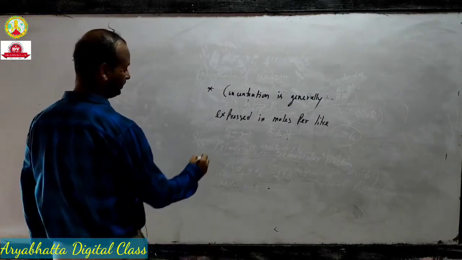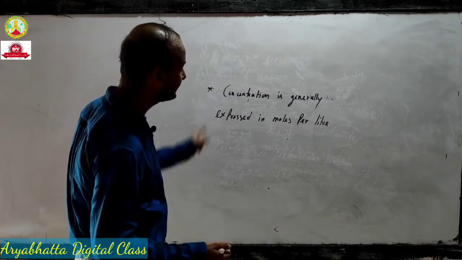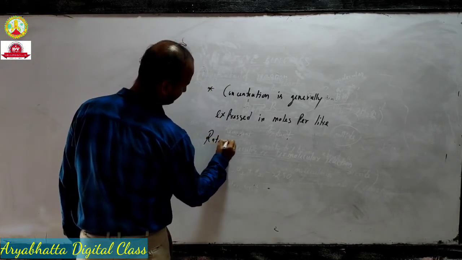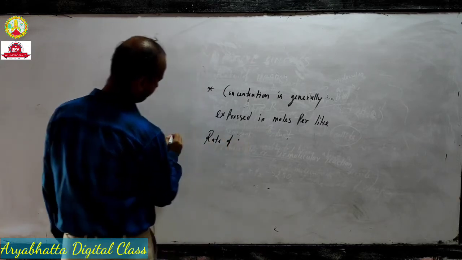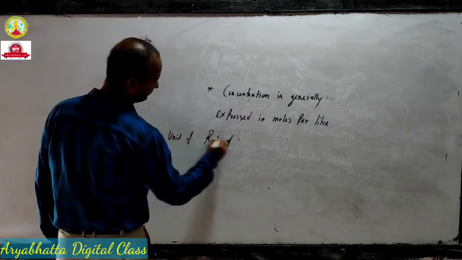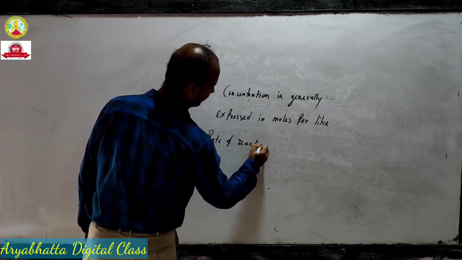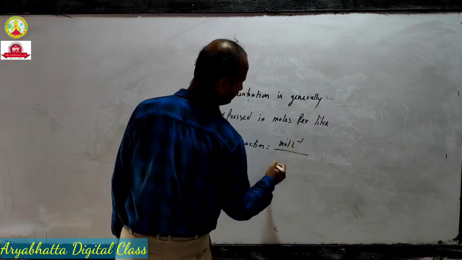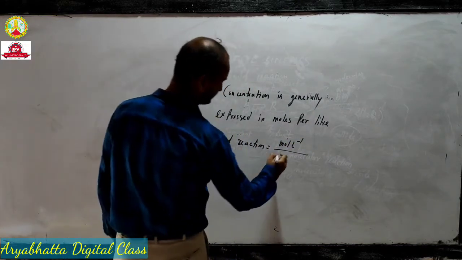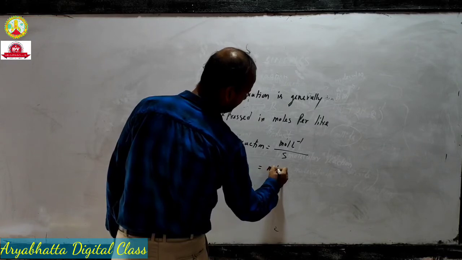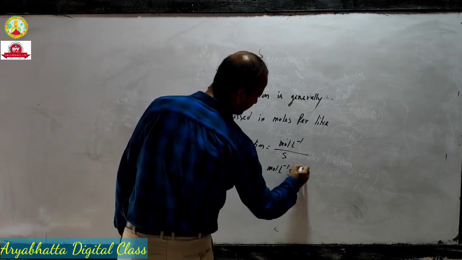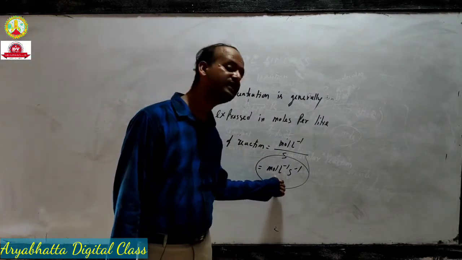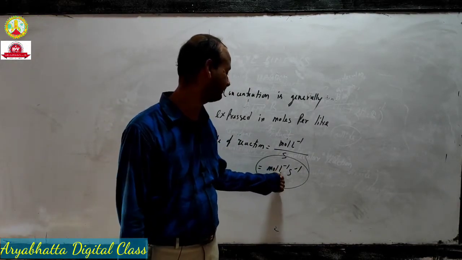So what will be the unit of rate of reaction? Rate means change in concentration per unit time. Concentration is generally expressed in moles per liter and time is generally expressed in seconds. So the unit will be mole per liter, and second inverse. Please remember, students, the unit of rate of reaction is moles per liter per second, mol L inverse s inverse.